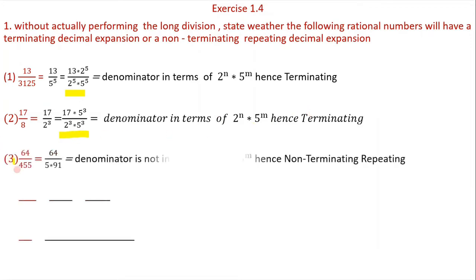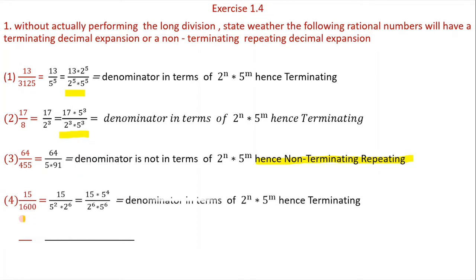Okay. Third problem, 64 divided by 455. I can write the prime factors for 455 as 5 into 91. The denominator is not in the form of 2 power n into 5 power m, hence it doesn't have a terminating expansion. Hence, it is a non-terminating repeating decimal expansion.